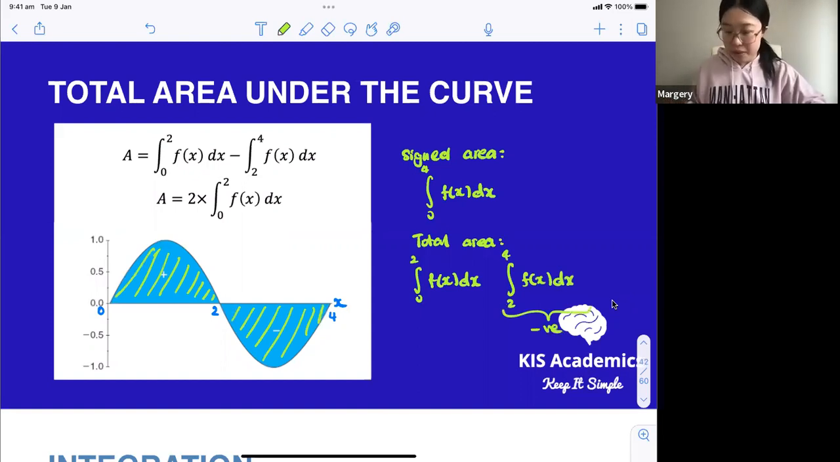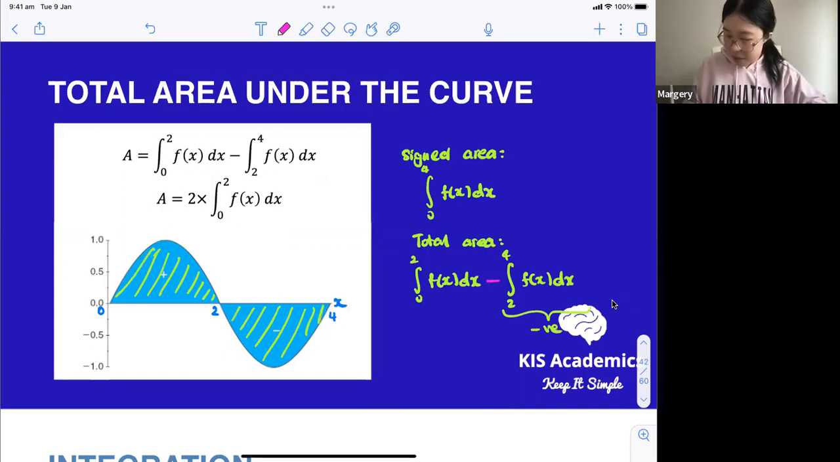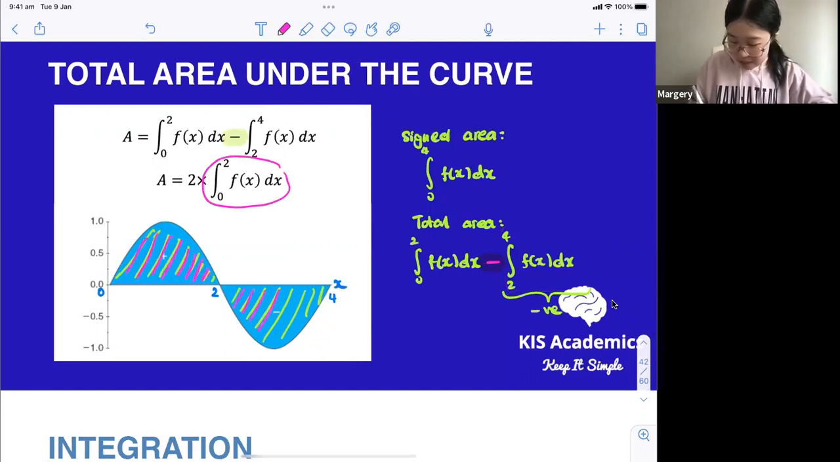But we're talking about total area, so we can't have a negative area. So in order to make this integral over here positive, what I can do is include a negative out the front. Because if I have a negative and this answer gives me a negative, then I would have a positive between the two. So now this is where the negative comes in over here. In this case, this down here is just showing us that because the graph is symmetrical, we can just find the area between 0 and 2, which is our positive region over here, and multiply that by 2, because the other region down here is the exact same.